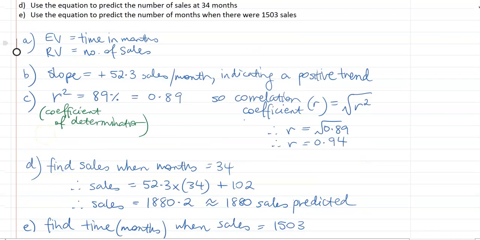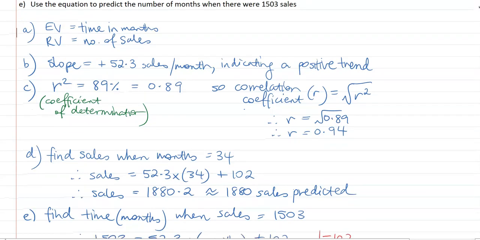Moving on to part D, I'm going to use the equation to predict the number of sales at 34 months. So it's just a simple matter of substituting into the equation. So when months is 34, sub it in, evaluate it, and I get 1880.2 sales, which is approximately 1880 sales. I round that because I can't have 0.2 of a sale. It's discrete data, so I need to answer with a rounded whole sale number.